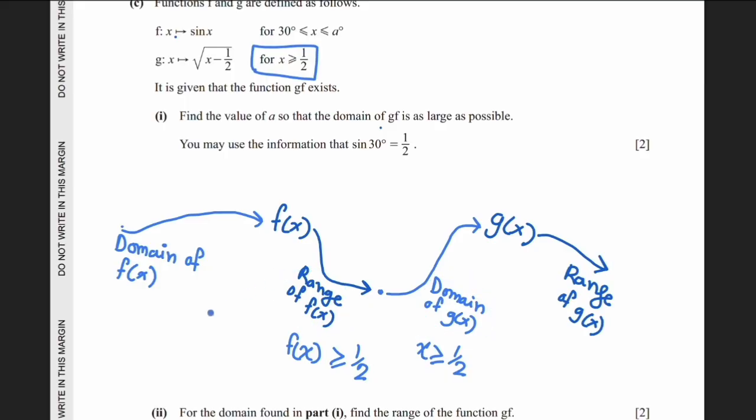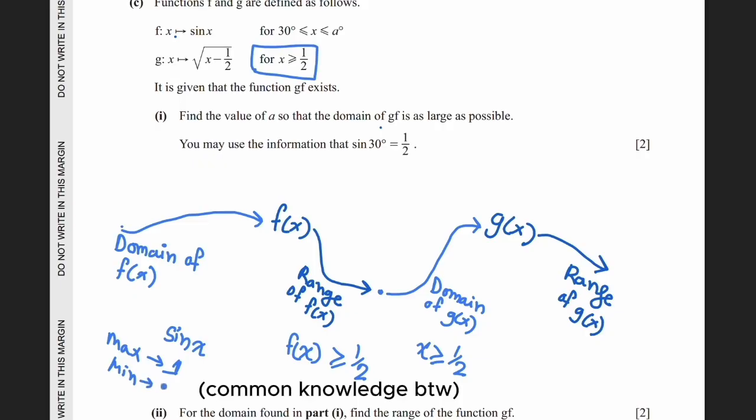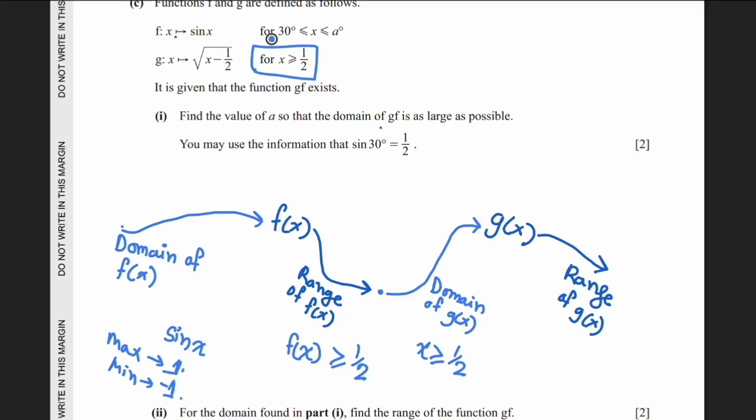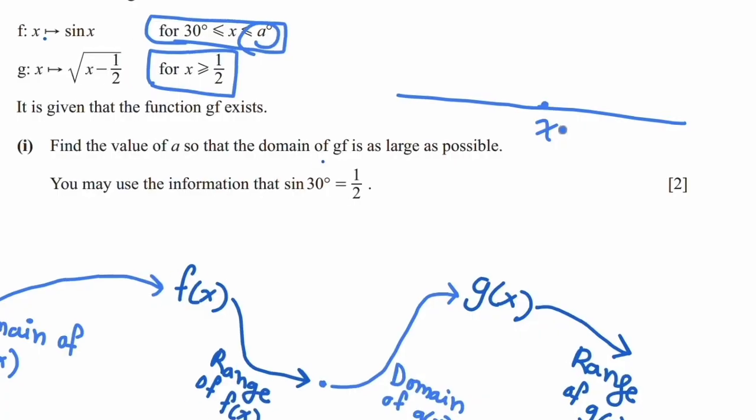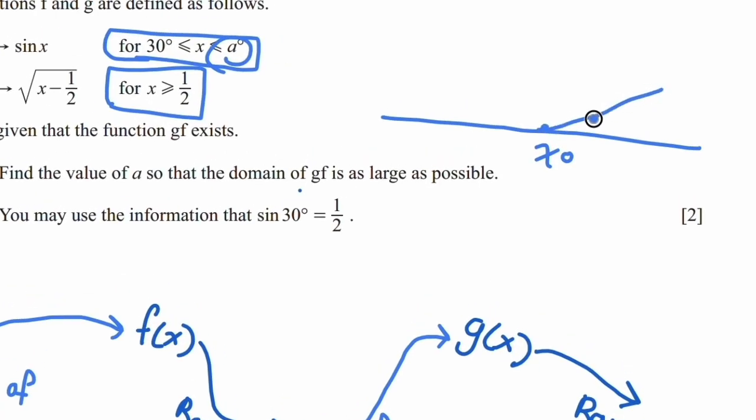You get me? Now let's look at the trigonometric function sine x. We know that the max value of sine x is 1 and the min value of sine x is minus 1. But our range here is from 30 to a certain degree. Let's draw a line over here. This is our angle x. First, we are going to draw 30 degrees. Now, the sine of 30 degrees is half.